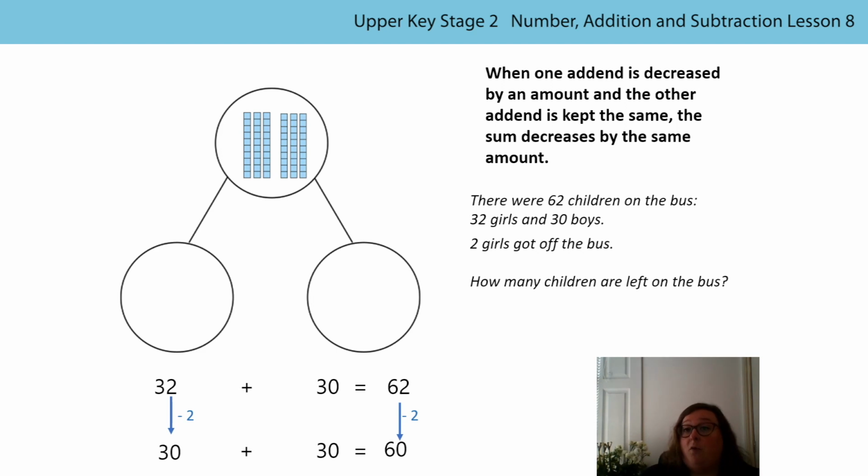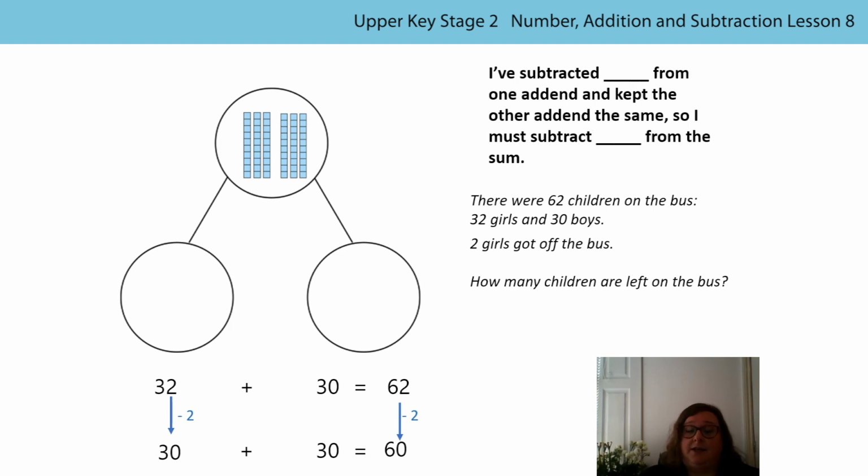So, when one addend is decreased by an amount and the other addend is kept the same, the sum decreases by the same amount. We can talk about this change using a stem sentence. I've subtracted 2 from one addend and kept the other addend the same, so I must subtract 2 from the sum.